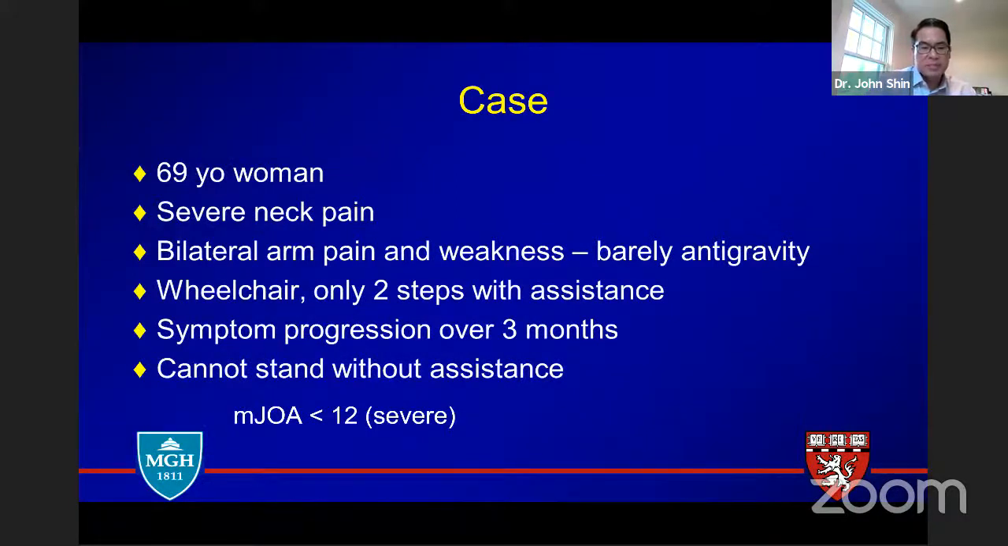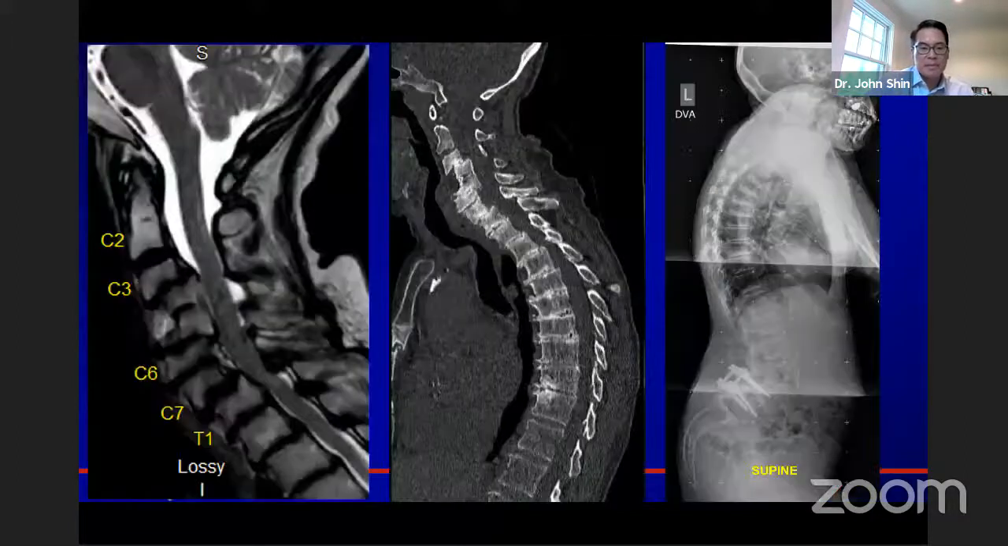This is a patient who basically comes in with severe myelopathy, wheelchair bound, symptom progression over several months, can't stand, severe myelopathy, okay? This is what the MRI shows, okay? So you can see horrible degeneration. It's almost like part of the spine has switched back between C3 and C6. This is what that looks like. You can see there's stenosis and compression. Again, just a snapshot. It doesn't speak to the severity of it, but really shows the extent of what we're dealing with here, okay? In the CT scan, you can see what that subaxial spine looks like.